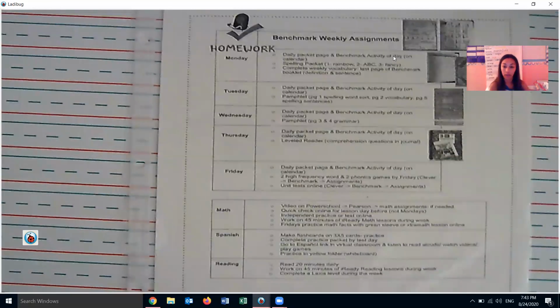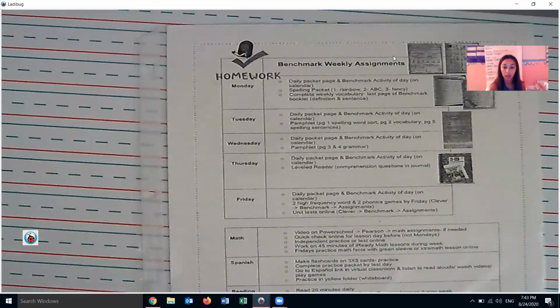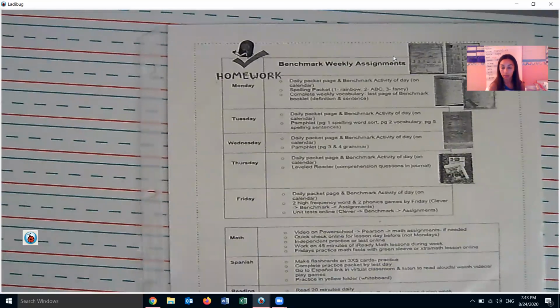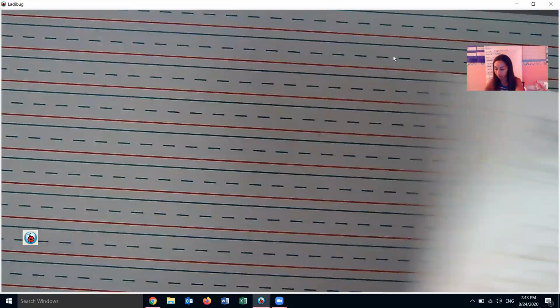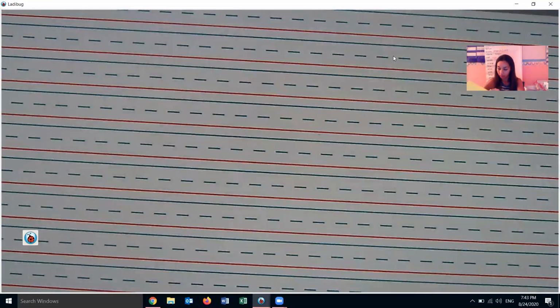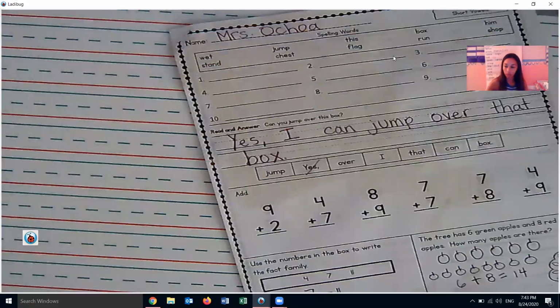So that is our assignments, and it kind of seems like a lot. We're going to go through it, each piece, completing it, and then we'll get all these checked off. So I'm going to start with daily packet. I'm going to grab my daily packet to finish that, and you can do it with me. And if you need to pause, you can.